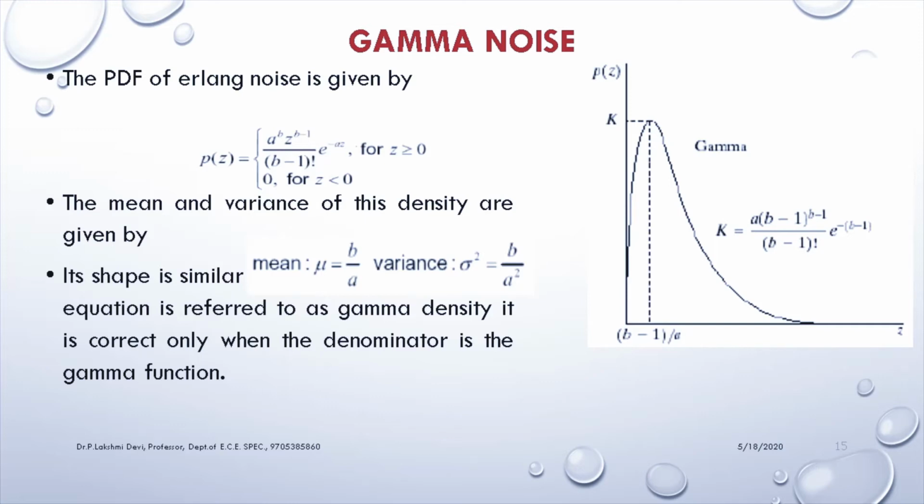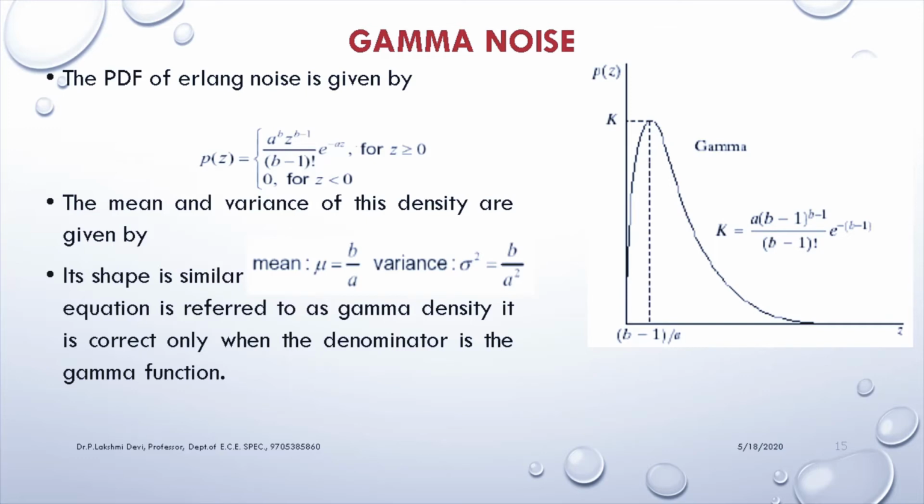Whenever Z equals B minus 1 by A, the probability distribution function gives the maximum value, which is denoted here as K. K equals A into (B minus 1) to the power of B minus 1, divided by B minus 1 factorial, times e to the power of minus (B minus 1). If you substitute Z equals B minus 1 by A, you will get this value K, the maximum value in the graphical representation of gamma noise.